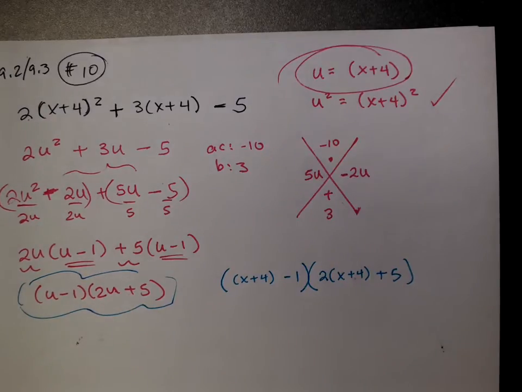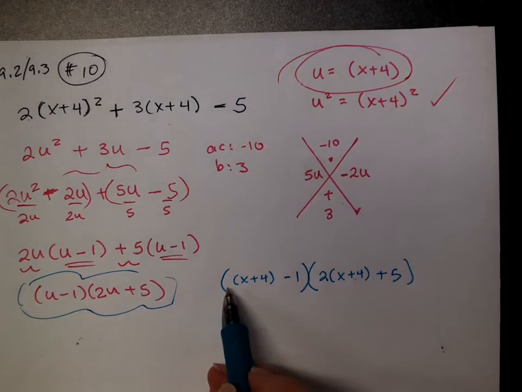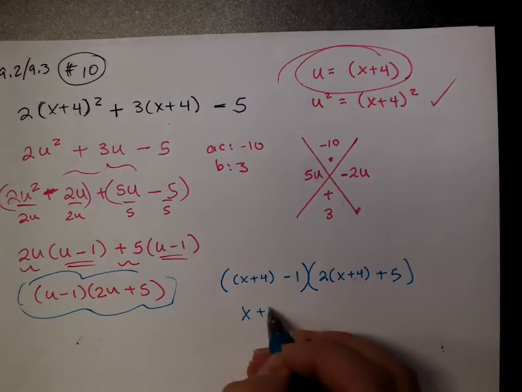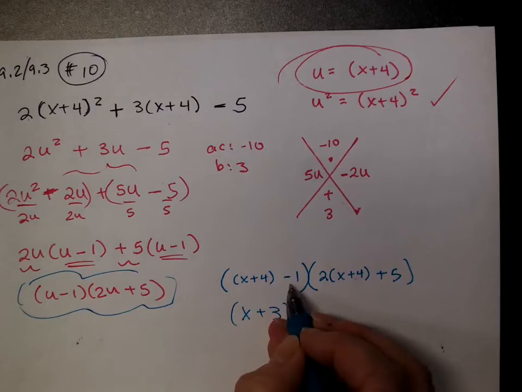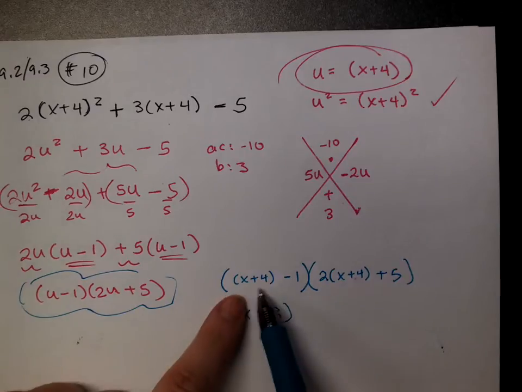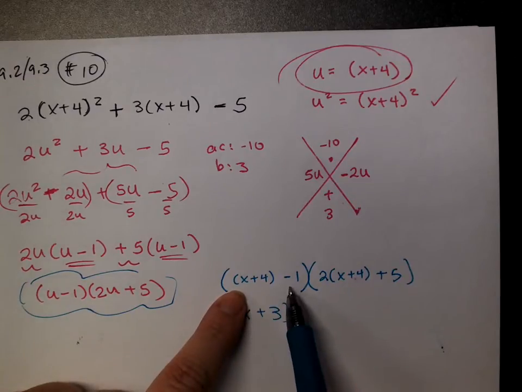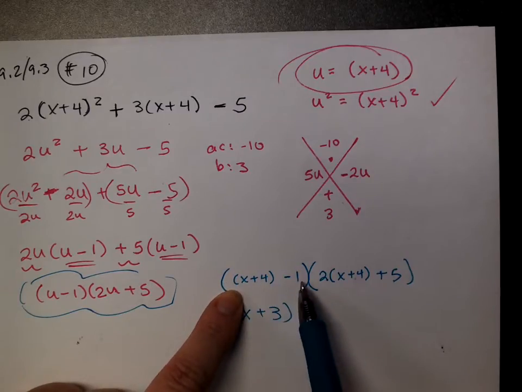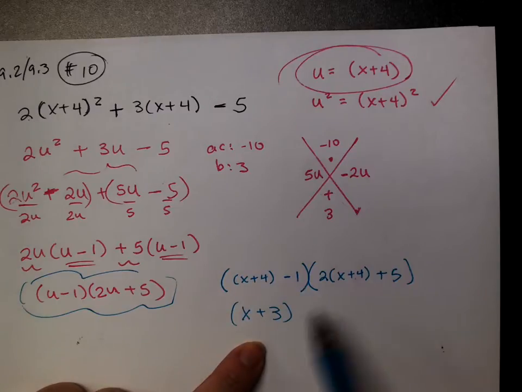So now there's nothing to distribute here, so I can just drop the parentheses and have x plus 3, because positive 4 and negative 1. Those parentheses were to protect it and keep it as one group, but now that we're ready to simplify, we're going to combine like terms. There's no negative in here or another coefficient. This is just x plus 4 minus 1, and 4 minus 1 is 3.